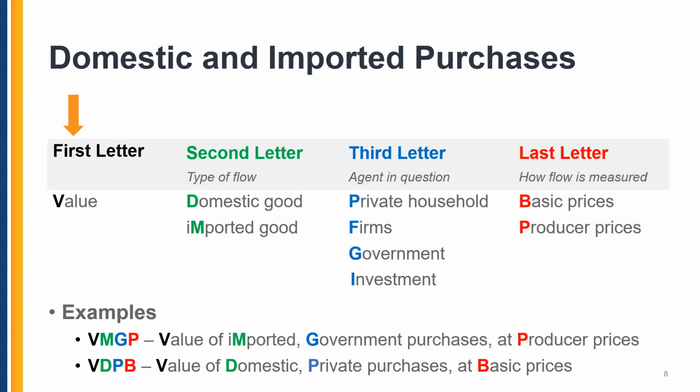Finally, the first letter is almost always a V, which simply stands for value. Now let's look at a couple of examples. Consider the coefficient VMGP, which is the value of imported government purchases at producer prices. Similarly, VDPB is the value of domestic, private purchases at basic prices.